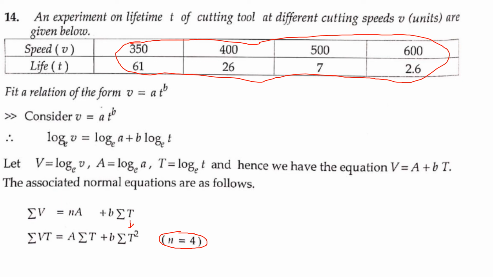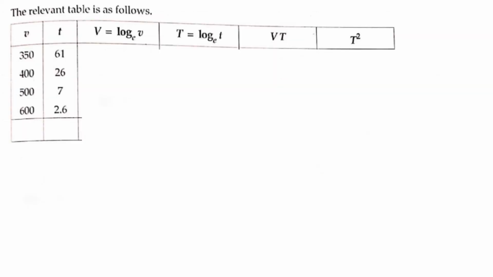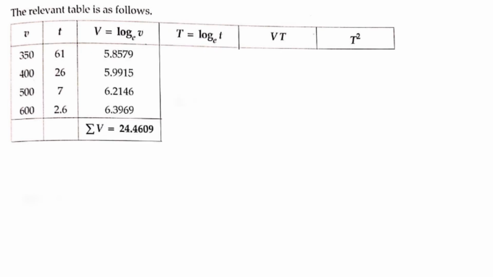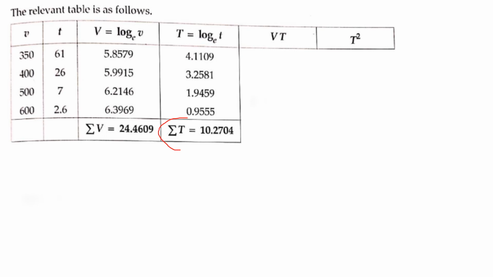Let us form a table for these new variables capital V and capital T. So this is the table for new variables. This is our capital V column, which is log of small v, and capital T column, which is log of small t. How do we find capital V? Just apply ln, natural log, on all these, and find the summation of all those values, and apply ln on small t values, you get capital T values. Take the summation of all those.